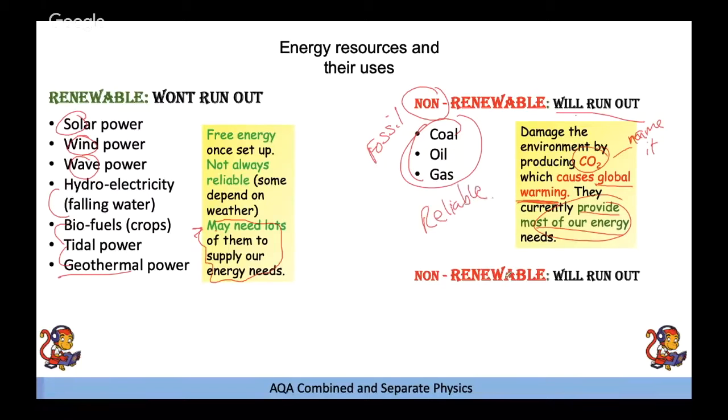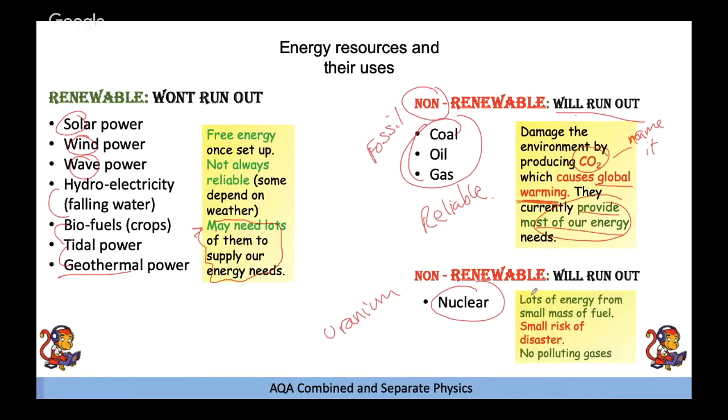Non-renewable, there's one other non-renewable one, which isn't a fossil fuel, but it will run out one day, is nuclear. And why does it run out? It's because we dig the fuel out of the ground, uranium. Okay, and there's only so much uranium on our planet, but it will last thousands of years. Now, a good thing about this, you get lots of energy from a small mass of fuel. That means we don't need lots of transport, carrying train loads of coal up and down the country, or pipes carrying gas up and down.